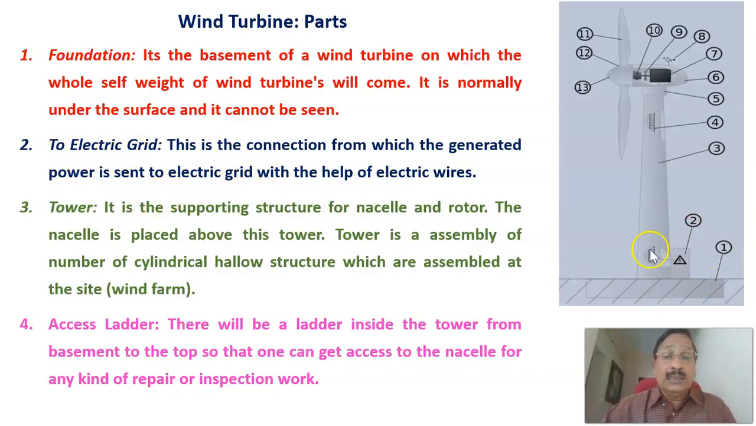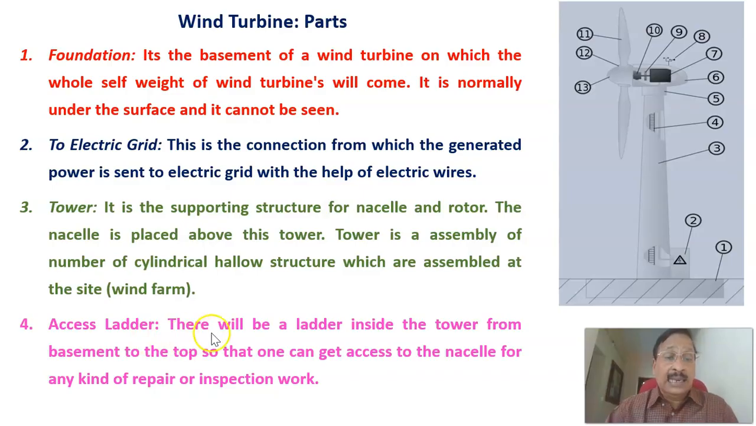Second, that is this one, number 2, to the electric grid. This is the connection from which the generated power is sent to the electric grid with the help of electric wires. Number 3, this one, is the tower. It is a supporting structure for the nacelle and rotor, and the nacelle is placed above the tower. The tower is an assembly of a number of cylindrical hollow structures which are assembled at the site.